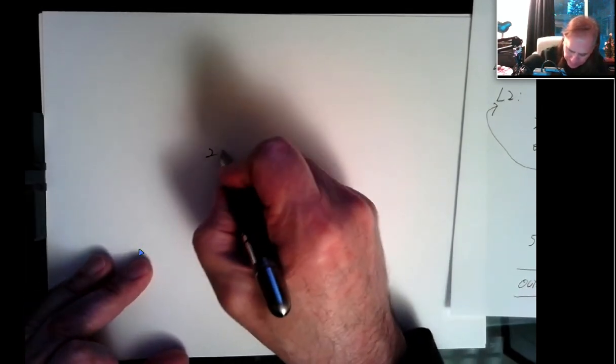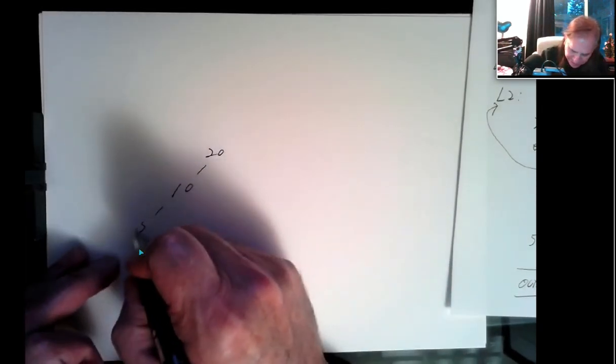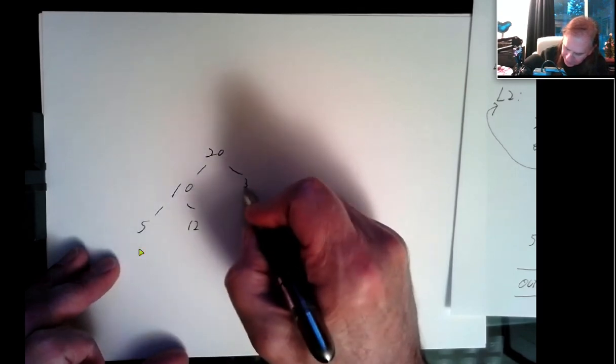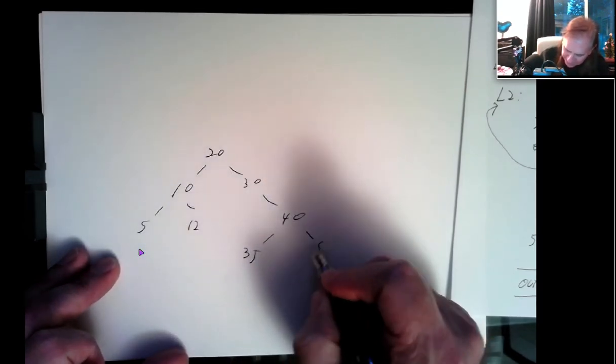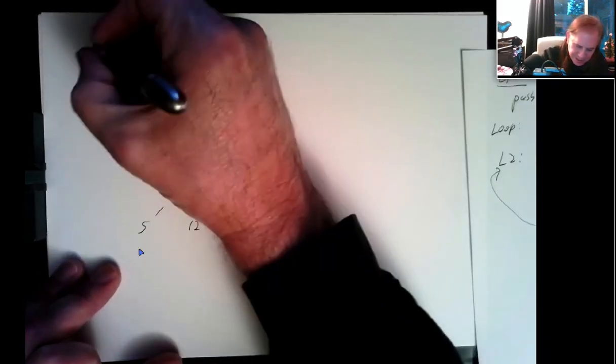But we could do something very different. So let me copy this tree: 20, 10, 5, 12, 30, 40, 35, 50. And let's instead do a breadth first traversal.